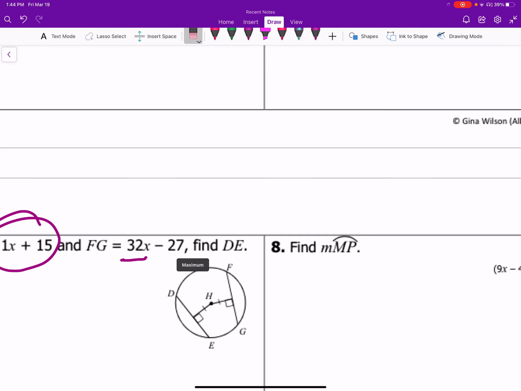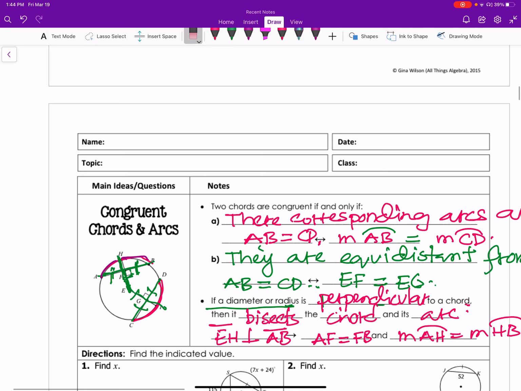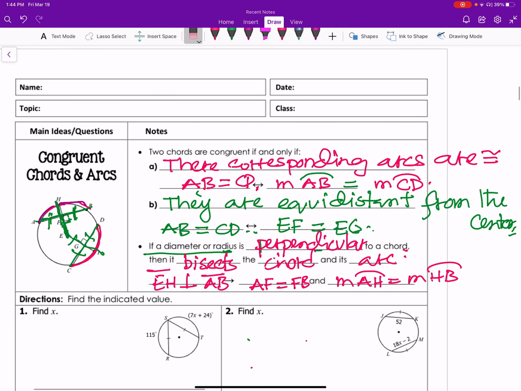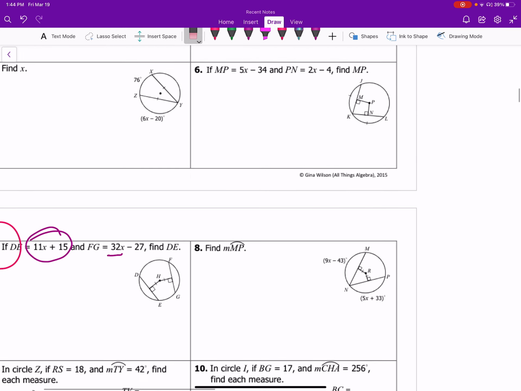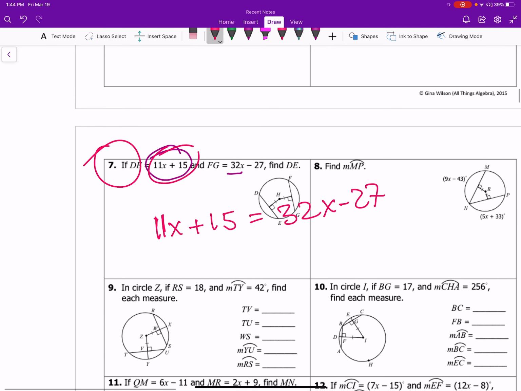So if these two are equal, then what can we say based on this? Equidistant from the center. So they are going to be equal. So 11x plus 15 is going to be equal to 32x minus 27. Your equation is formed. So once you solve, find x. What is x? If you solve it, you know how to solve it. x should be equal to 2.